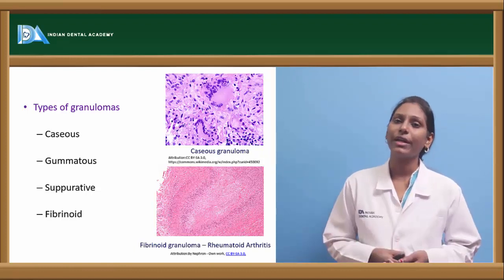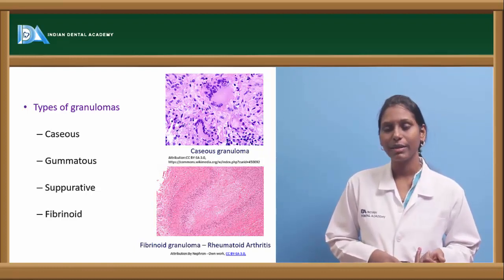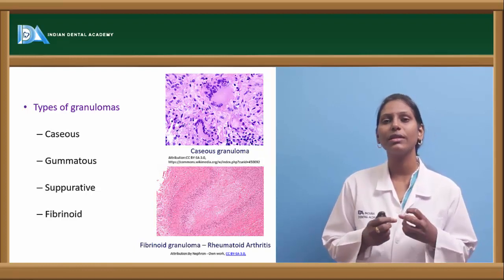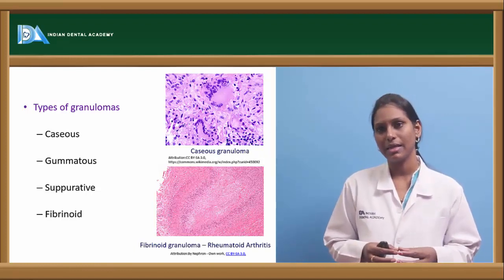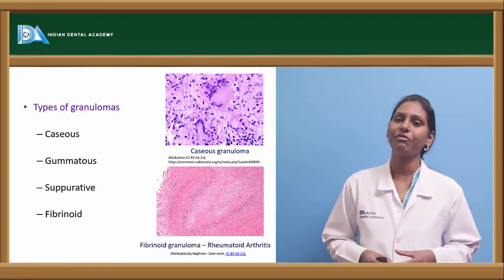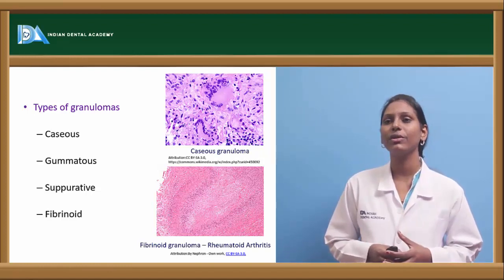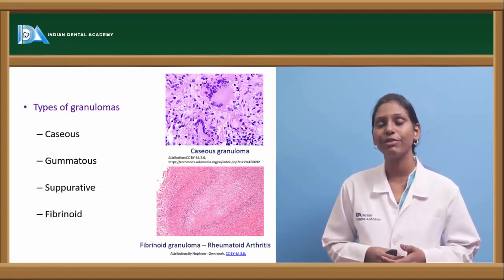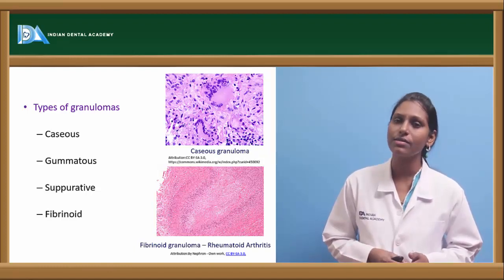So the types of granulomas include the caseous type of granuloma, because the type of necrosis that a caseous granuloma undergoes is so soft and friable. Usually caseous necrosis or caseous granulomas are found in cases of tuberculosis.